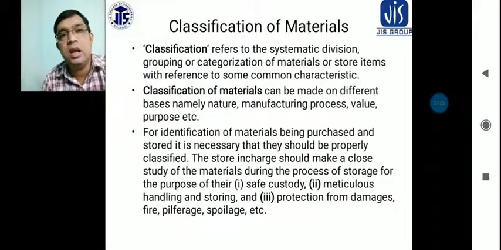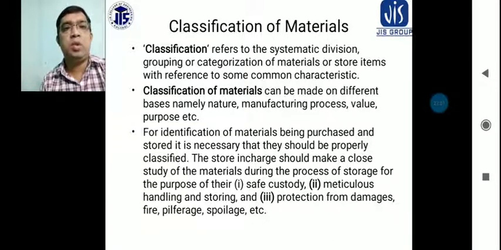Another topic is the classification of materials. Classification refers to the systematic division, grouping, or categorization of materials or store items with reference to some common characteristics. The classification of materials can be made on different bases, namely nature, manufacturing process, value, and purpose.